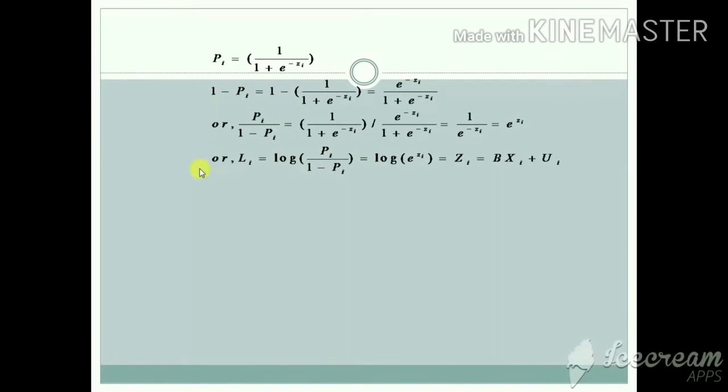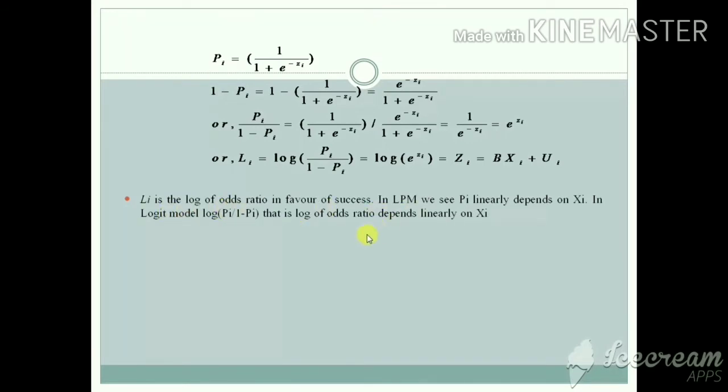With simple algebraic simplification, Pi equals this, so 1 minus Pi equals this, therefore taking the ratio, Pi divided by 1 minus Pi equals e to the power Zi. Taking log on both sides, log of Pi by 1 minus Pi equals log of e to the power Zi, that is Zi, that is beta Xi plus Ui. Hence the log of this, Pi by 1 minus Pi, is known as the odds ratio. So the log of the odds ratio is a linear function of the independent variables. Not the direct probability, but the log of the odds ratio. So in the Logit model, the log of the odds ratio depends linearly on Xi.